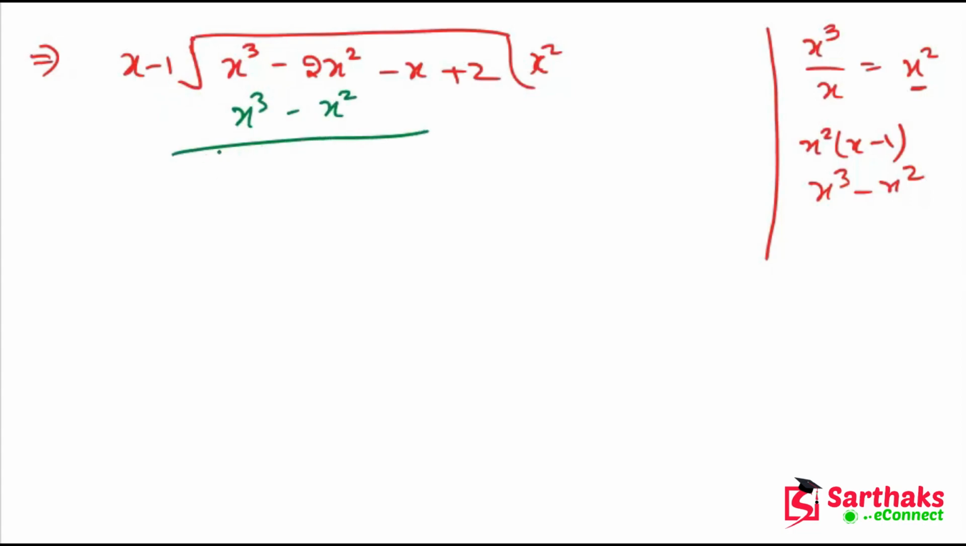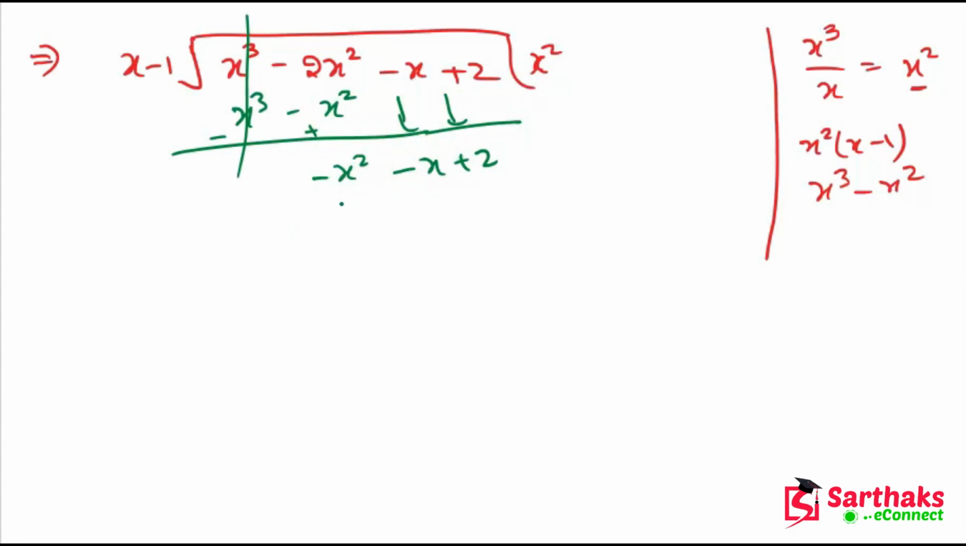Now we have to subtract it. So this will become negative, so this will cancel, and this will become positive. So we get minus x square. Now again all these will be same, minus x plus 2. So my dear friends, this is the new dividend.